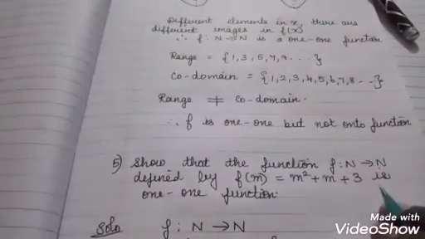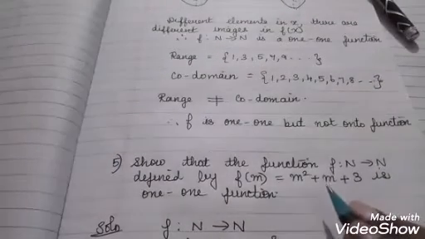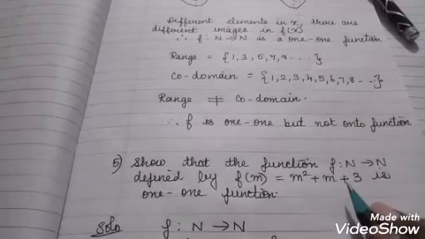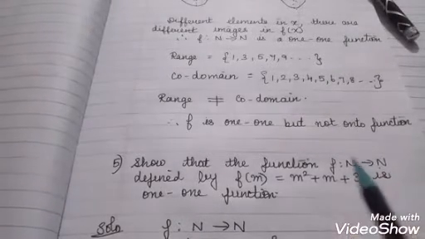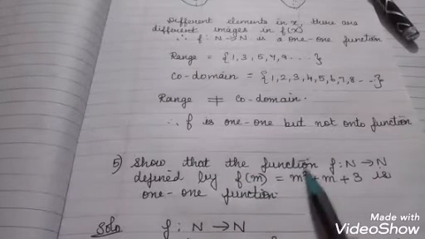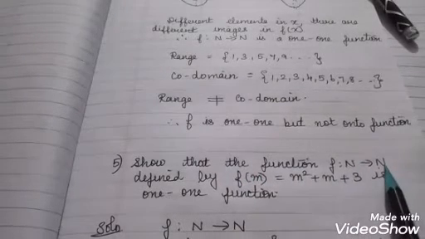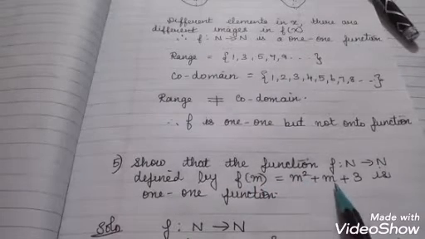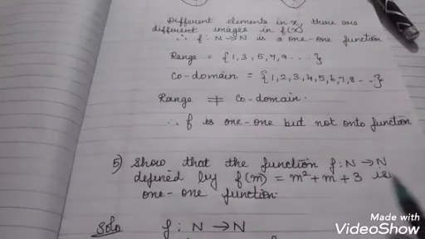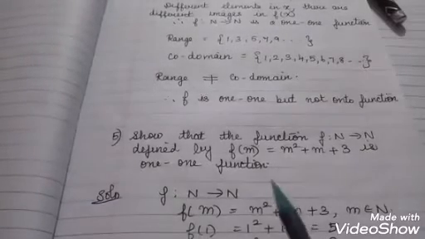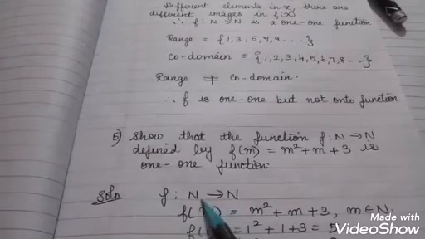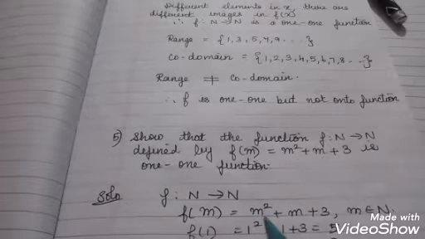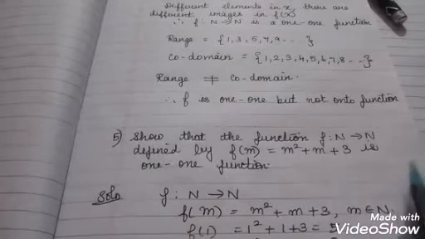The next question is also a similar one. You will have to check whether the given function is a one-to-one or an onto function. So what type of function is it? What is given here? Show that the function f from the set of natural numbers to natural numbers defined by f of m equal to m squared plus m plus 3 is a one-to-one function. So f from N to N, that is, natural numbers to natural numbers, and the function defined is f of m is equal to m squared plus m plus 3, m belonging to N.